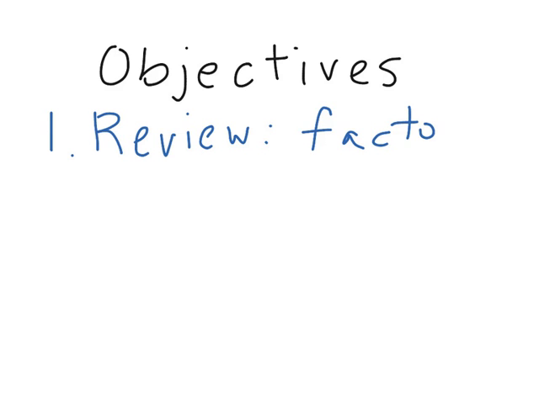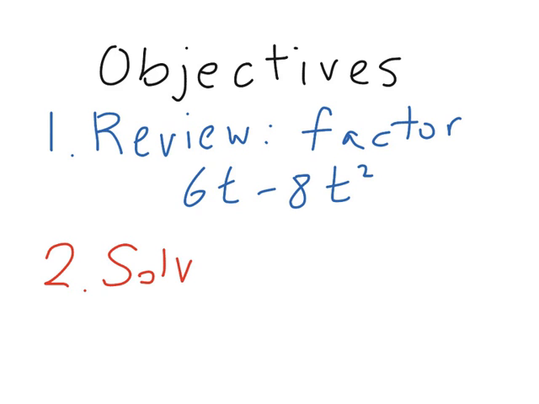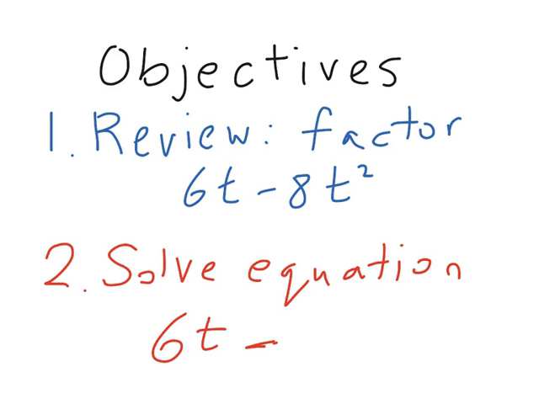In this video, we are going to learn two things. First, we will review how to factor an algebraic expression like 6t minus 8t squared. Next, we will use what we learned about factoring to solve an equation like 6t minus 8t squared equals 0. So we will find t in this equation.